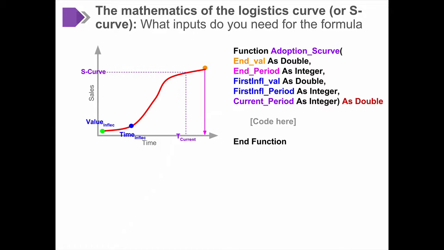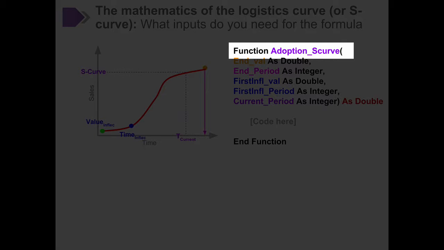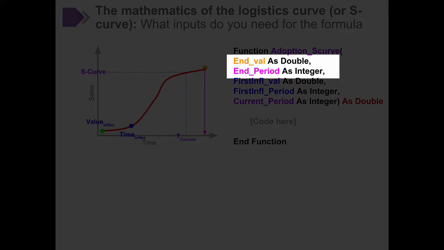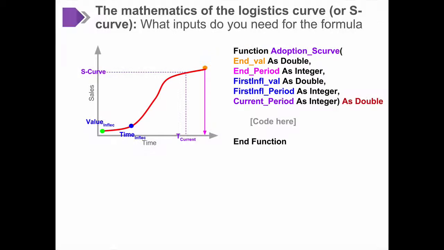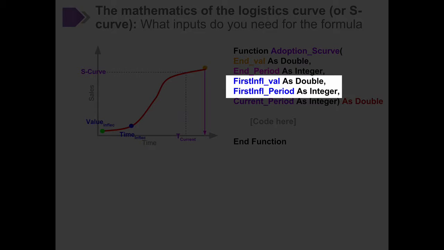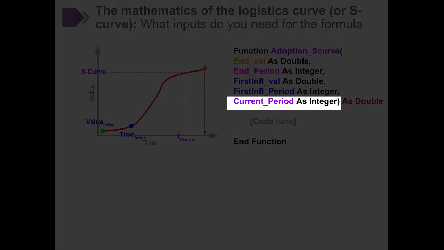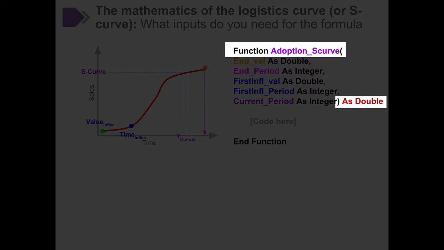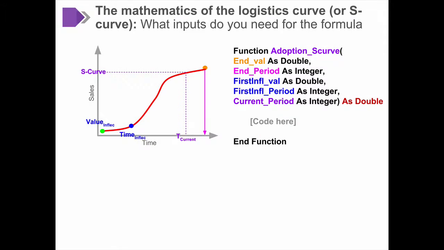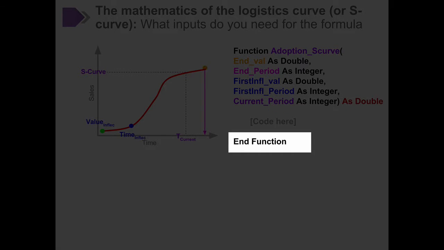Defining our function, we have function adoption s-curve, we have the end value and the end period, we have the first inflection value and the first inflection period, and we have the current period, as discussed. And the result of all of this should be a double. We're then going to add a bunch of code in the middle and finish up with the end function command.